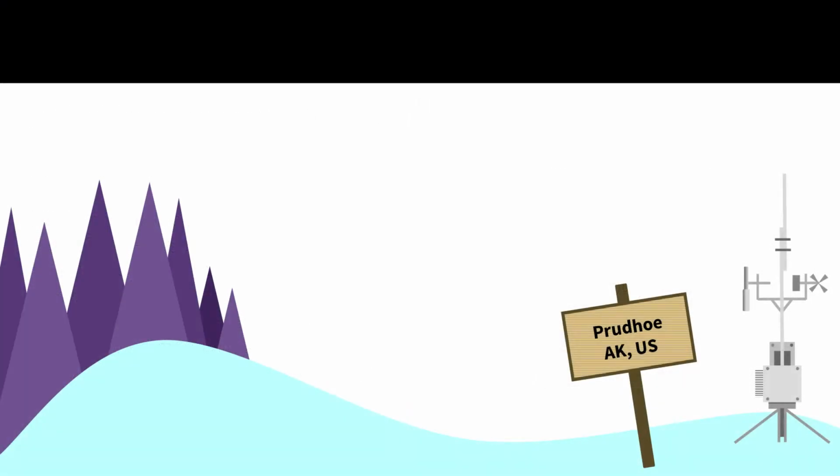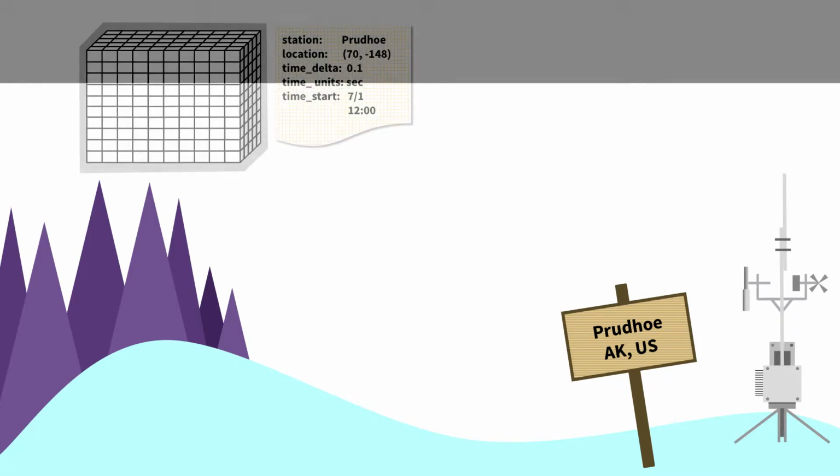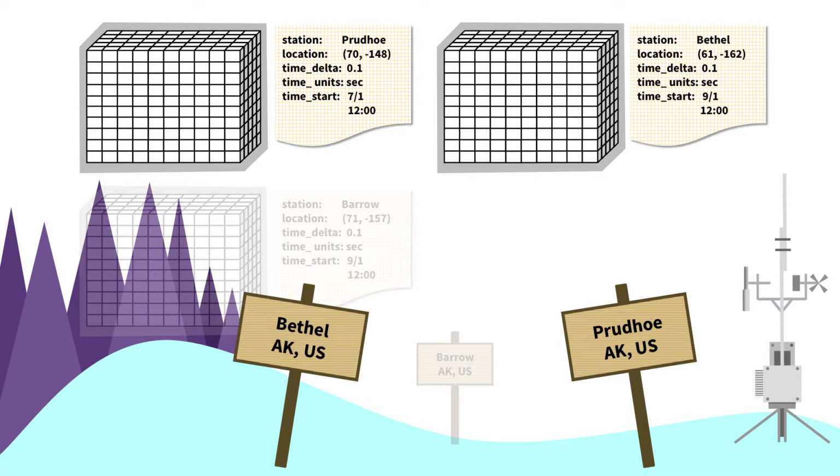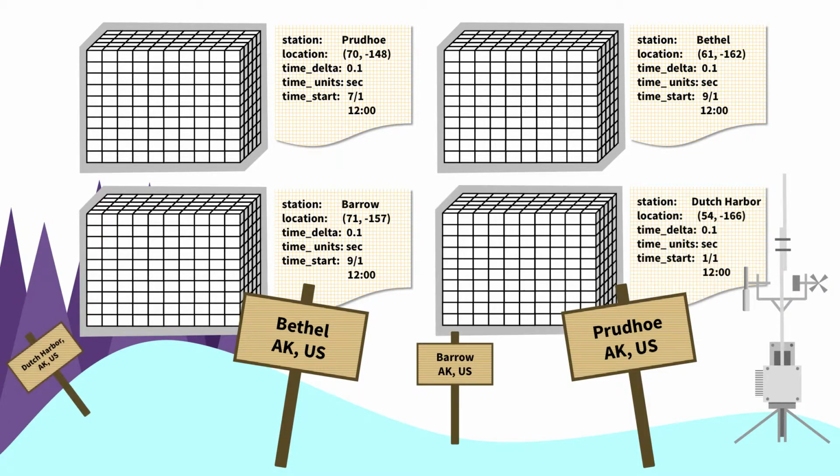Here's an example. Suppose we have information stored in HDF from a weather station. In order to make sense of this data, we need to know a number of pieces of information. For example, the name of the station, its location, the time spacing of the time series, the units of the time series, and of course, when the recording begins. This information could be recorded in a notebook. However, when we begin to have more stations, the problem quickly becomes overwhelming.